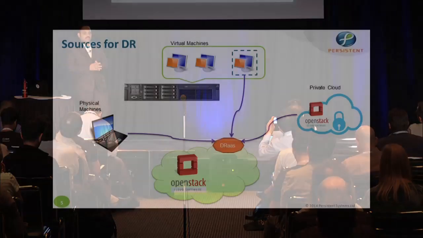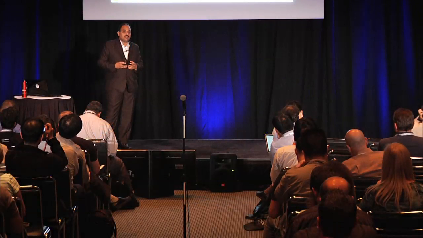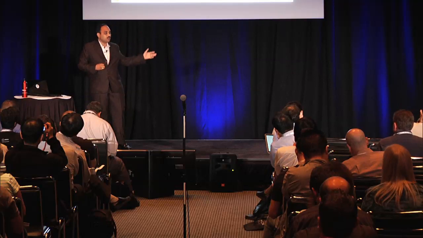So if you see, the sources of a DR could be enabled for anything. It could be on physical machines or virtual machines which run traditional KVM or Xen hypervisors, where you just have your machines there and you want to put a DR option to a private cloud, an OpenStack based private cloud, or an OpenStack based public cloud. Then your private cloud itself could have a DR to a public cloud.